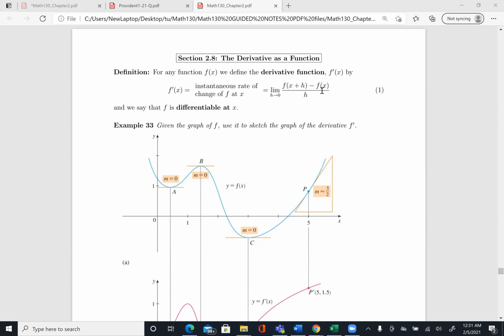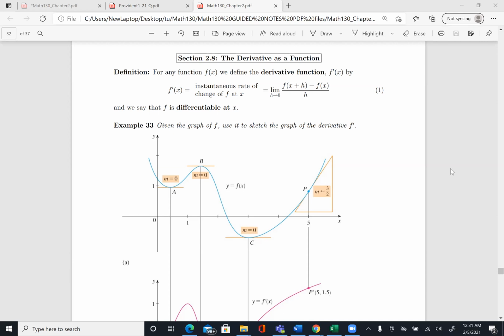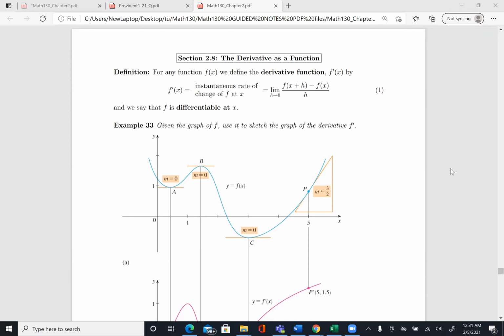Hi everyone. Today I'm going to talk about section 2.8, the derivative as a function. So firstly, let's talk about the definition of derivative functions.